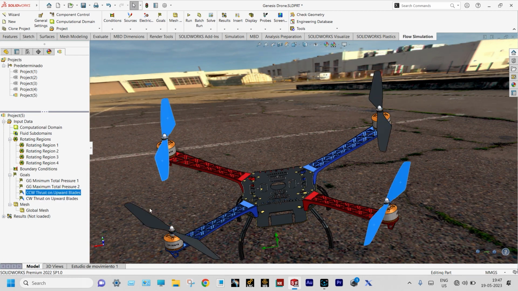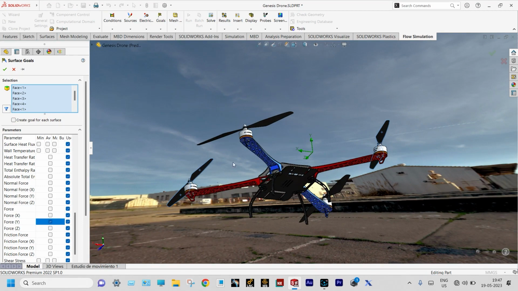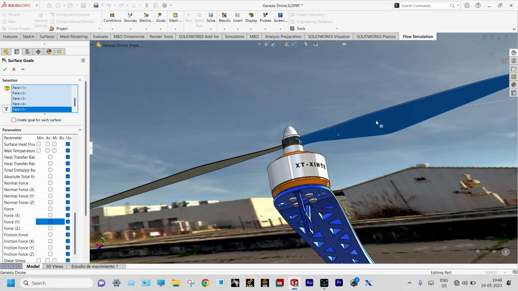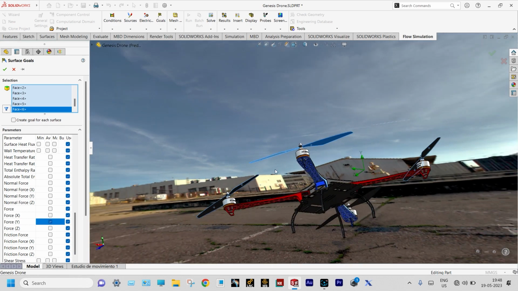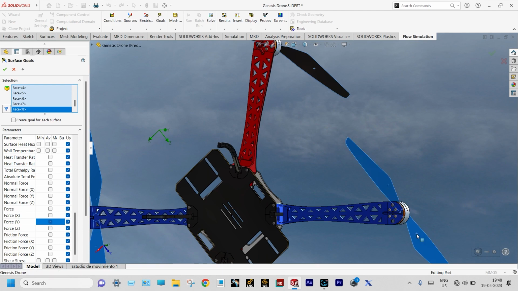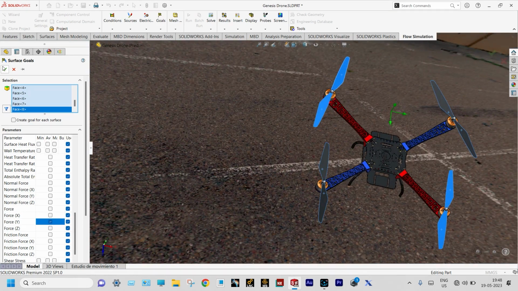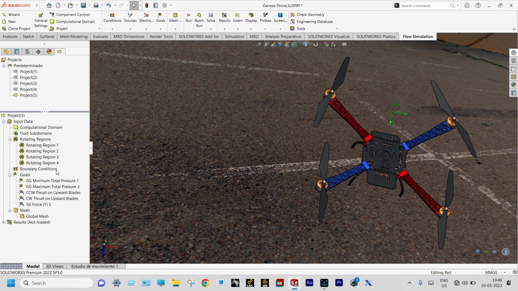Now we need to select the same thing for the downward blades also. So again we can select surface goals from here, insert surface goals, and again it will be force in y direction. So we can rotate this one. You can see this is clockwise, so select the downward part of this one. And this is actually clockwise one, so green check, and we can rename this one as clockwise thrust on lower blades.